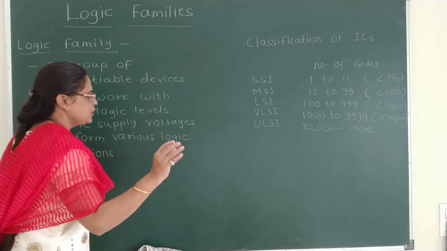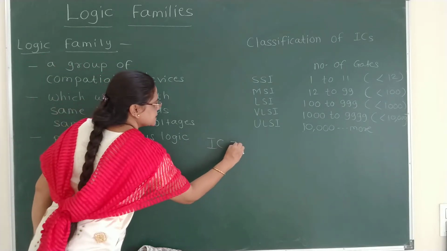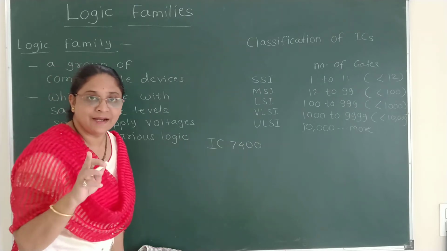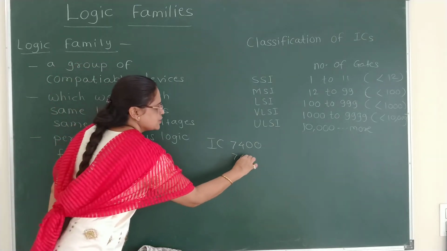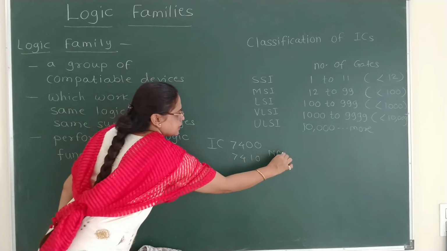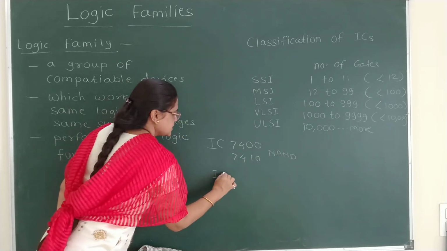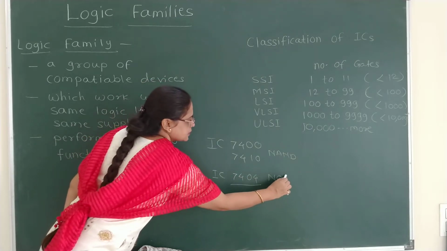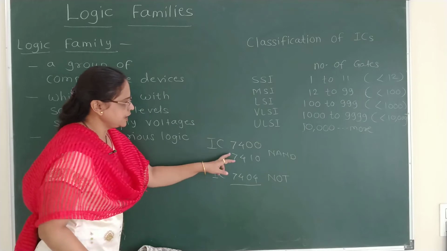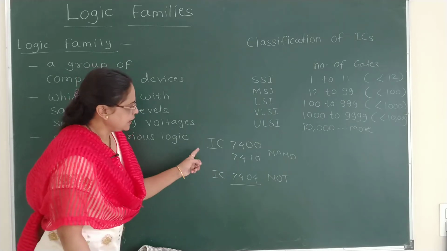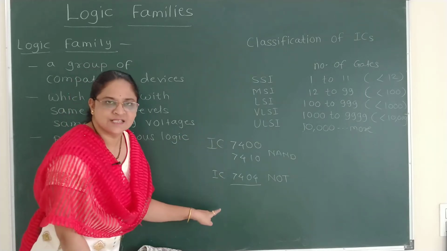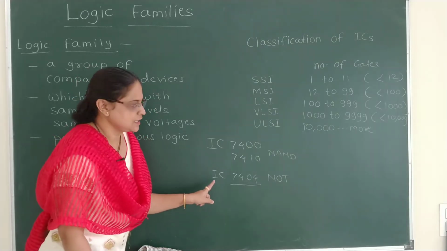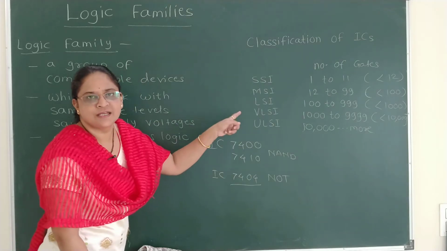But before that, we have to remember a few IC numbers like IC 7400, which performs the NAND operation, 7410, again the NAND operation, and so on. 7404 is an inverter, that is a NOT IC. We will see how the circuit is designed internally and converted into IC form, and what the different parameters of a digital IC are. In this way, we are going to study this chapter.